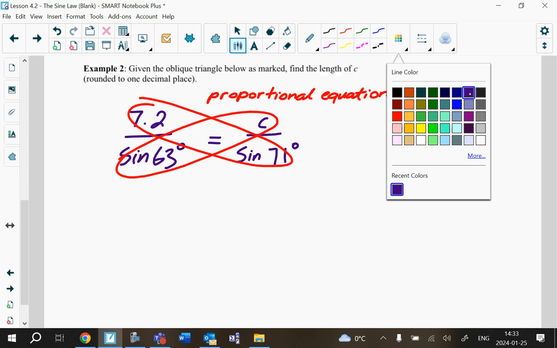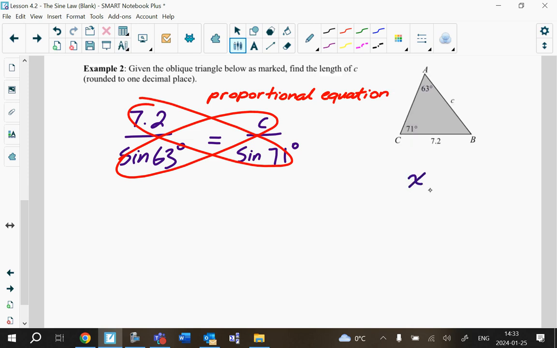Like if I said this, you don't have to write this down. How would you find x? 14 times x will equal 8 times 7, 56. 14x will equal 56, x will equal 4. Okay, so we can solve it by cross multiplying.